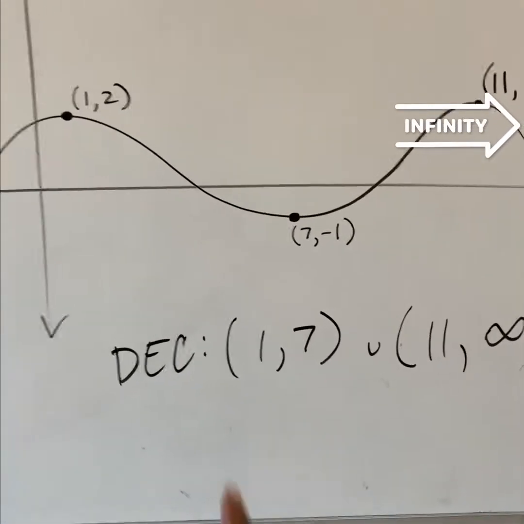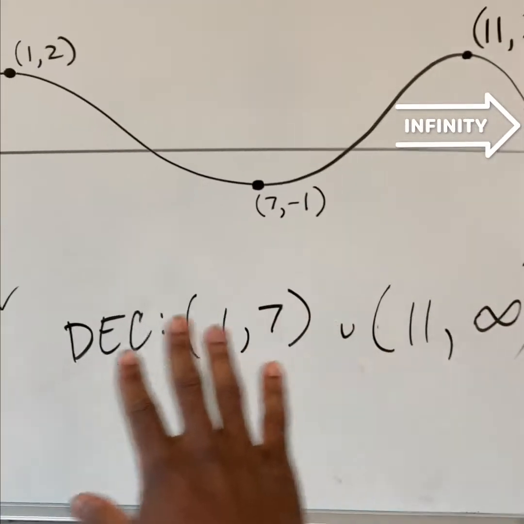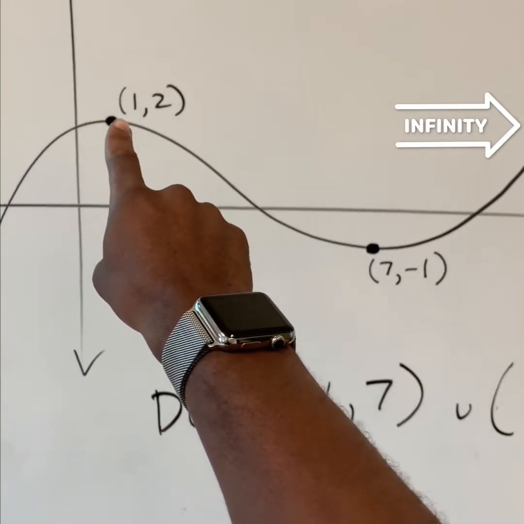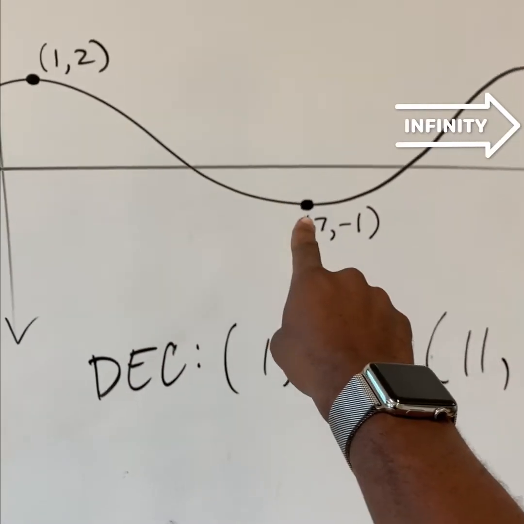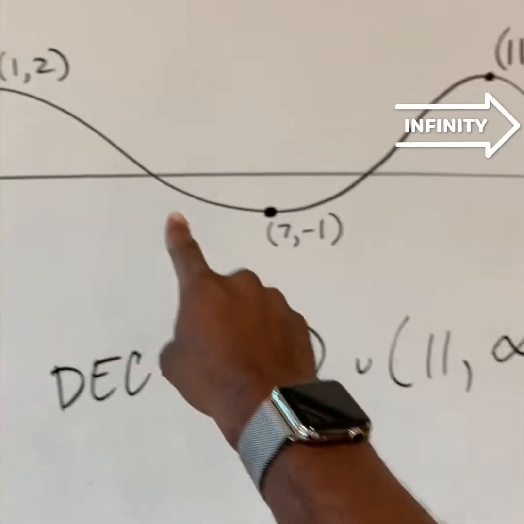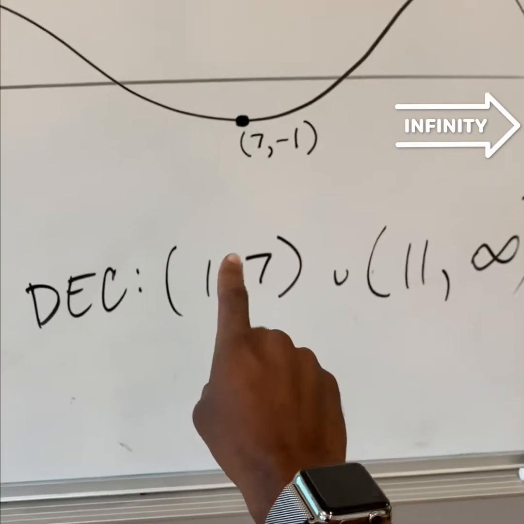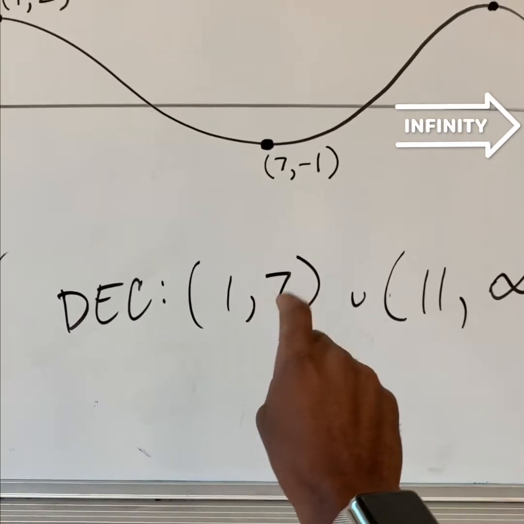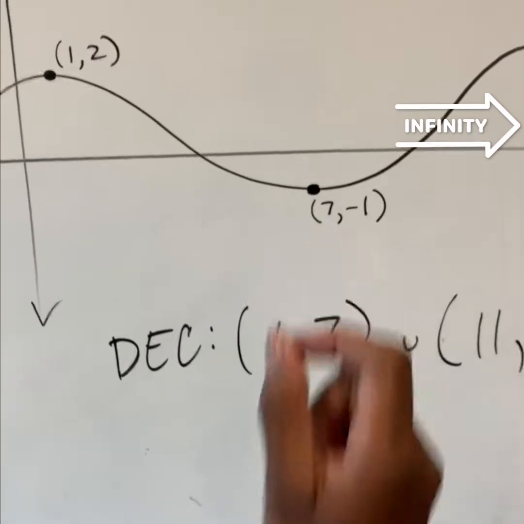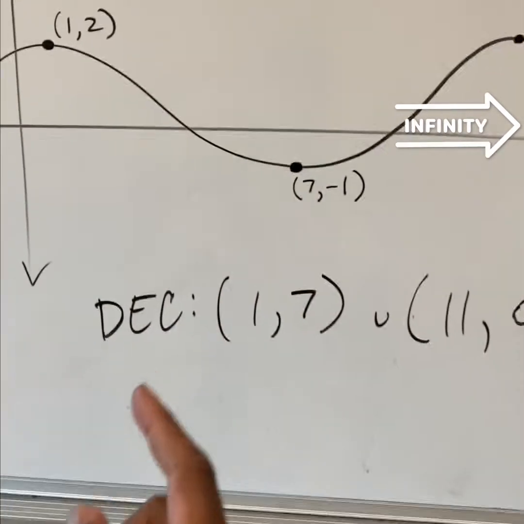All right, so here we go. I have my interval notation written down here. Remember, we're looking at x values only. From this point to that point, I'm decreasing, which is from the x value of 1 to the x value of 7. That's why decreasing happens on 1 to 7, because that's number 1 and that's number 7. We're focusing on the x values.